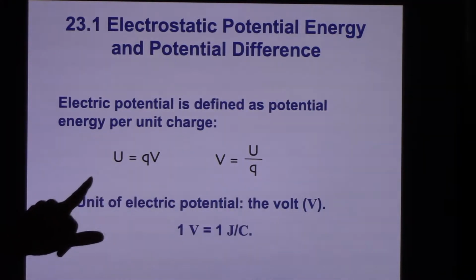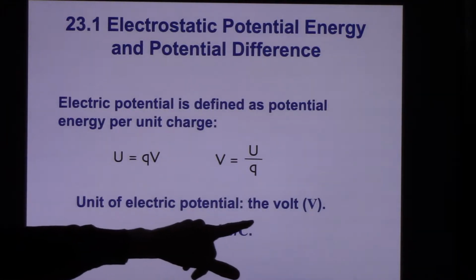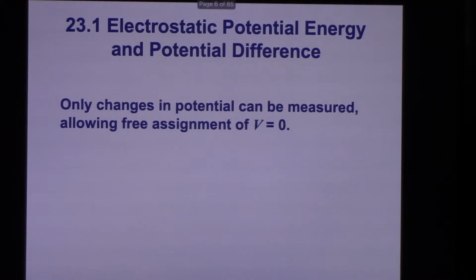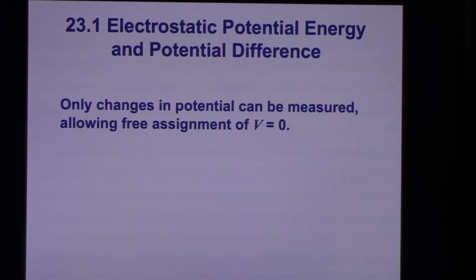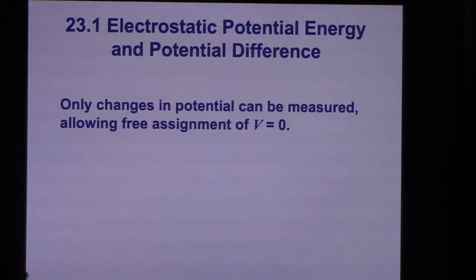And so here are the way that we can write the equations. Now, the unit of electric potential is a volt, and a volt is 1 joule per coulomb. And just like potential energy, electric potential allows us to assign at one location kind of an arbitrary 0 point, and then all of the other potentials are measured relative to that location. So again, in some sense, every time we talk about electric potential, it's really a difference.